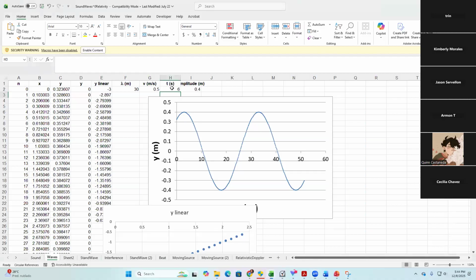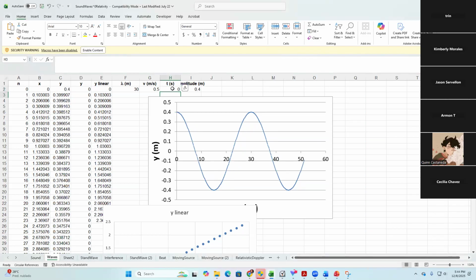Okay, so here you go. Let's start here. Consider a very long string that has both ends free. You get one of the ends and you move it up and down with your hand. What you're going to see? You're going to see something like that.